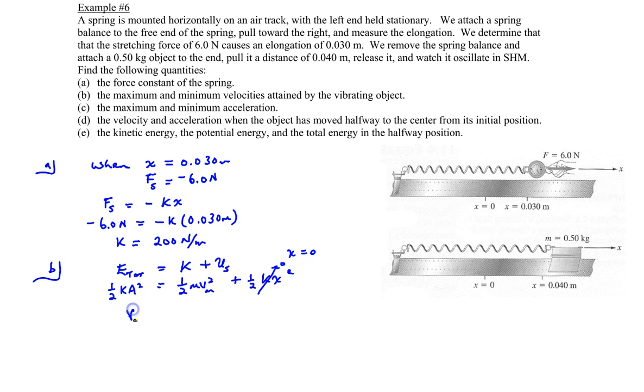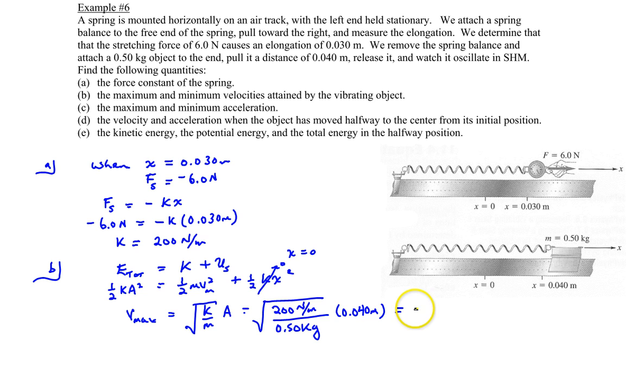So to find the maximum velocity, we're going to rearrange this equation so that we have the square root of the spring constant over m, multiplied by the amplitude, and then substitute our numbers. We had the spring constant of 200 newtons per meter that we got in part A, divided by the mass of the object, which is 0.5 kilograms, and then multiplied by the amplitude, which is 0.04 meters, and that gives you a maximum velocity of 0.8 meters per second.